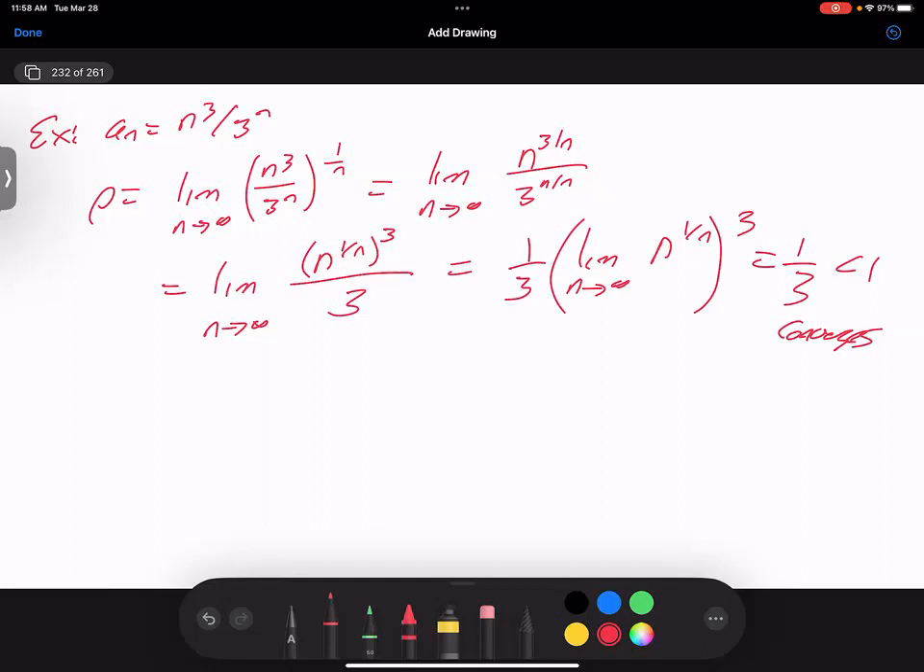And so, to do this using the root test, I needed to know that n to the 1 over n converges to 1. And so if I square it, well, if something is going to 1, its square goes to 1. If I cube it, it will still go to 1. I'm just raising it to a finite fixed power.